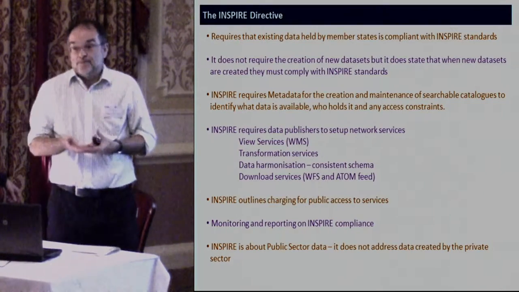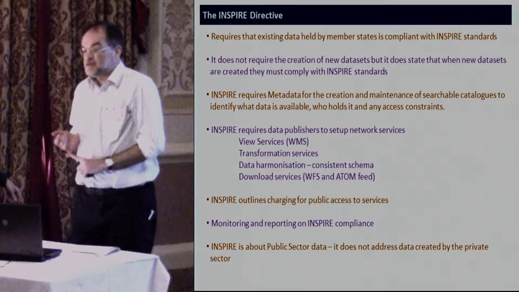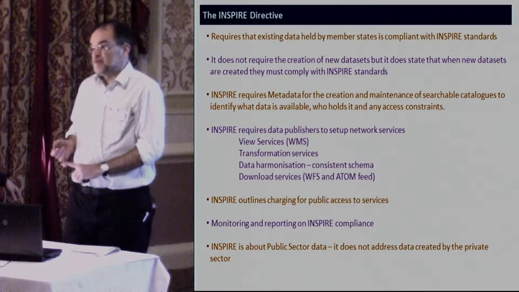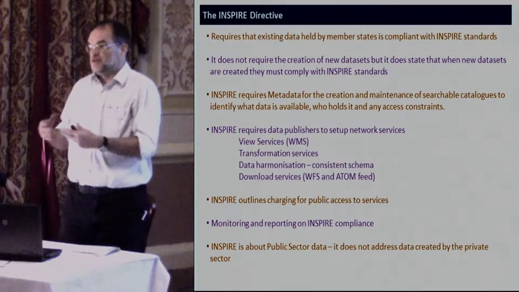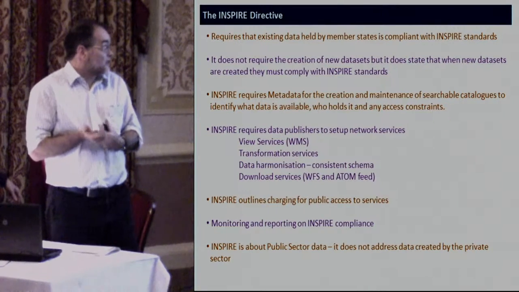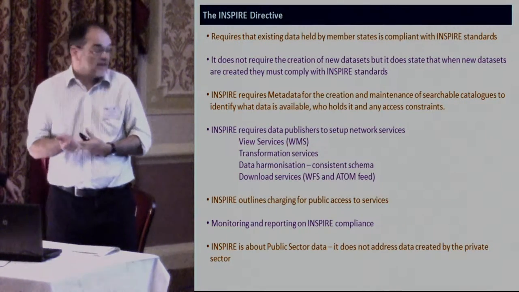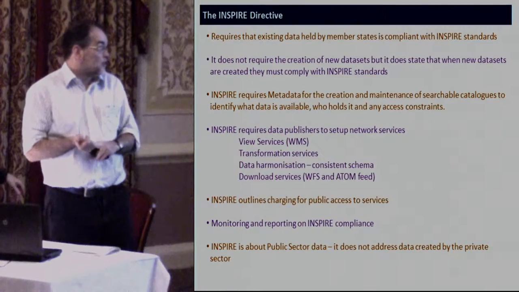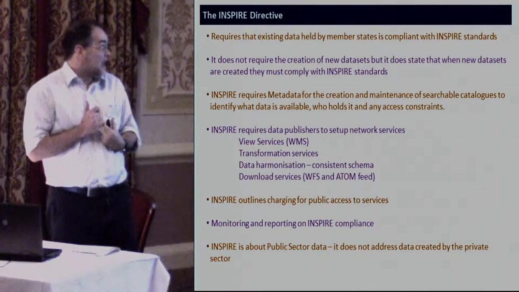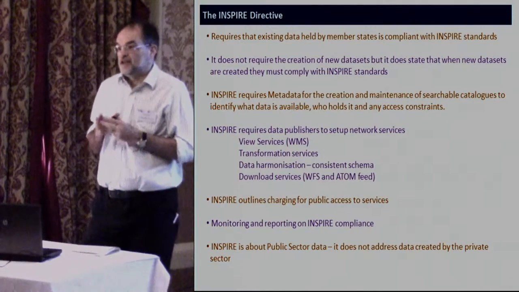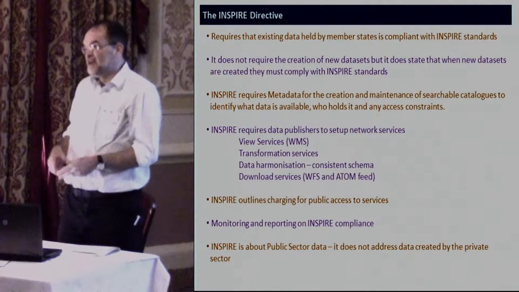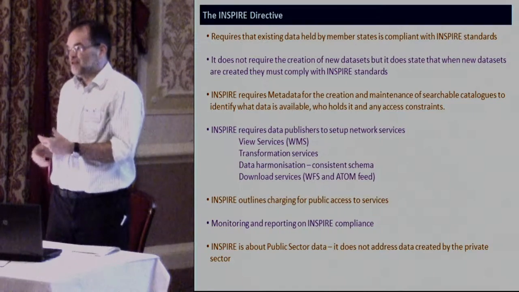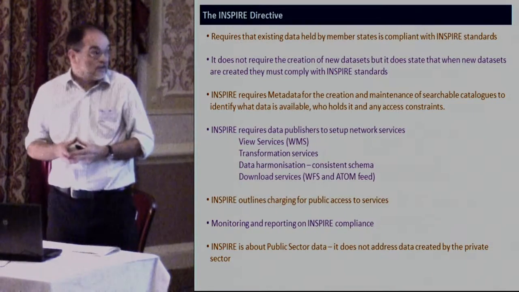It requires metadata to allow people to discover the information, view services, web map services so that people can view the data, and download services so that people can use the data in their own systems, web feature service, so that people can interact with the data in their own GIS systems. And it also outlines policies on charging for public access to services, with an emphasis on free and open. There are requirements for monitoring and reporting on Inspire compliance, and it's only about the public sector. It doesn't actually address the issues about data that's created by the private sector. However, when that data comes into a national archive, there is then an onus and a burden on the national archive to think about its public responsibilities in terms of data.